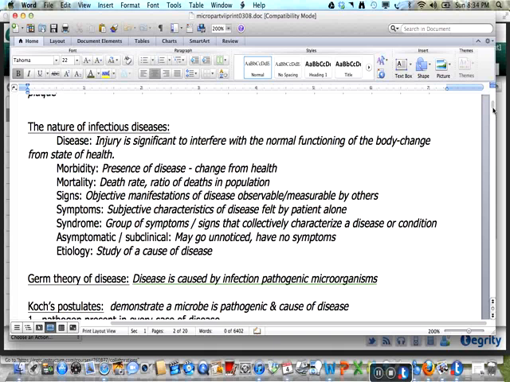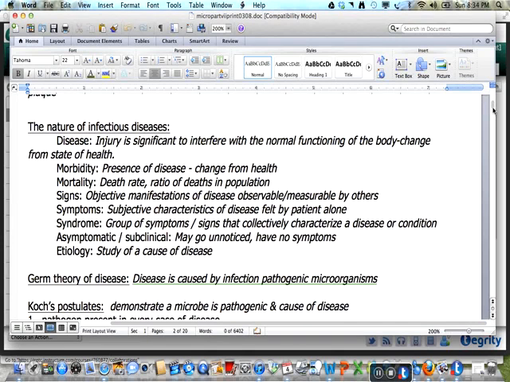The objective nature of signs over symptoms can be really useful in a clinical scenario, especially if the patient's honesty about the disease is being called into question. Both come into consideration when making a diagnosis, although the signs are generally considered more reliable.